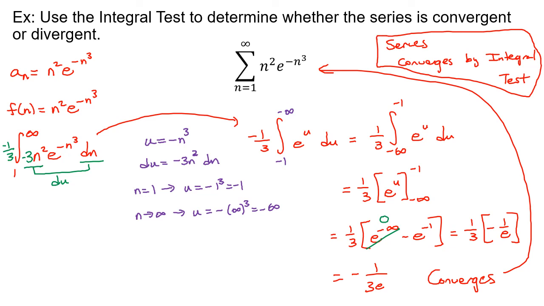You may also notice that you could have let u be n cubed instead of negative n cubed, and you would have also found out that it is convergent as well.